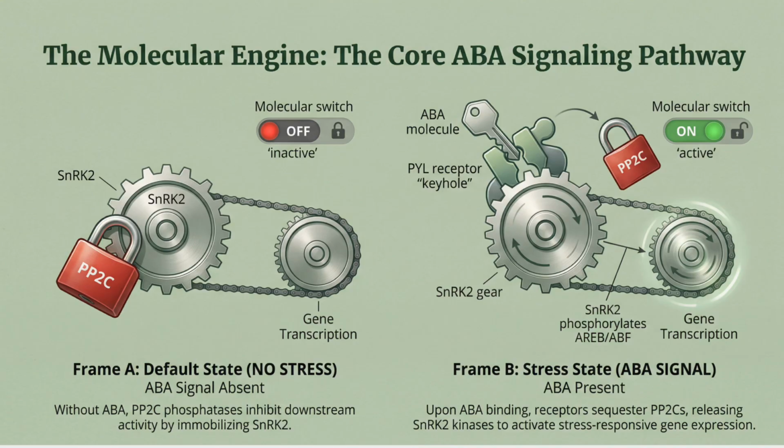Think of ABA signaling as a molecular gearbox. In the no-stress frame, PP2C phosphatases lock the engine and SnRK2 stays inactive, keeping stress genes off. When ABA accumulates, it fits into PYL receptors like a key, sequestering PP2Cs and freeing SnRK2 to phosphorylate downstream factors, flipping the switch to activate stress-responsive transcription and physiological defenses.